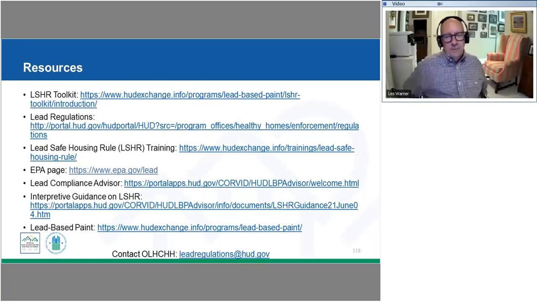And then these are just the specific linkages, again, for the toolkit and for the regulations. There is existing training, earlier versions of this same training, that are posted and available for folks to access. There is also the EPA page, which we've mentioned a couple of times. There is a lead compliance advisor that allows you to plug in details about a proposed project, and it will walk you through what's going to apply, which could be helpful for you.